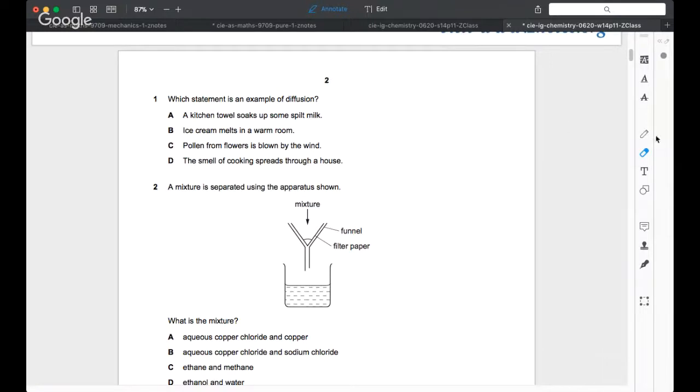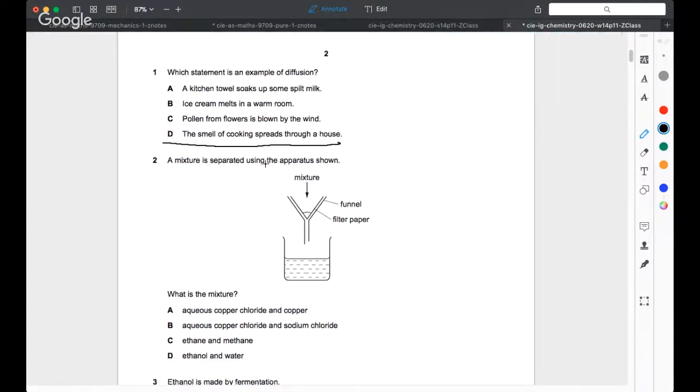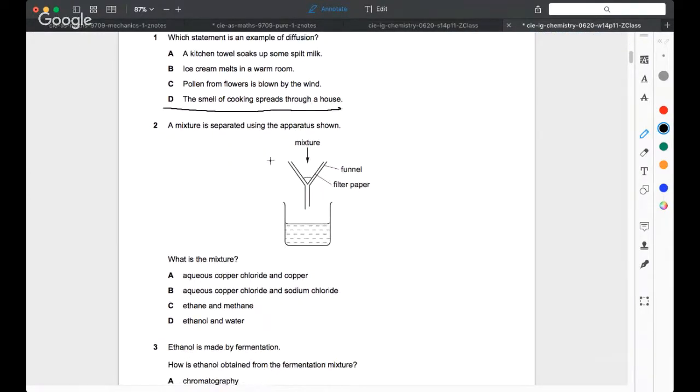So the answer for this is D, because the food molecules from the food diffuse into the air, so that's why you can smell the cooking. So number two, we have a setup here.